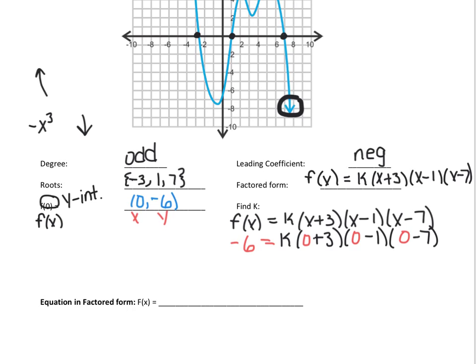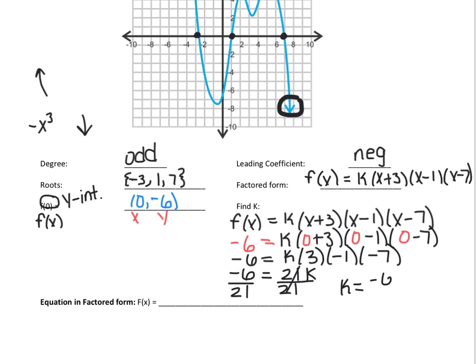Okay, so now let's do some math. So we keep the -6 equals k, 0 plus 3 is 3, 0 minus 1 is -1, and 0 minus 7 is -7. So if we do the math and multiply 3 times -1, we'll get -3. -3 times -7 is +21. So this is 21k equals -6. Divide both sides by 21. So our k value is -6/21, which I think you can simplify if you divide the top and bottom by 3.